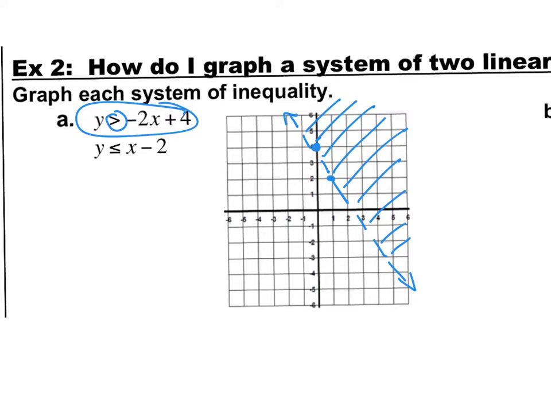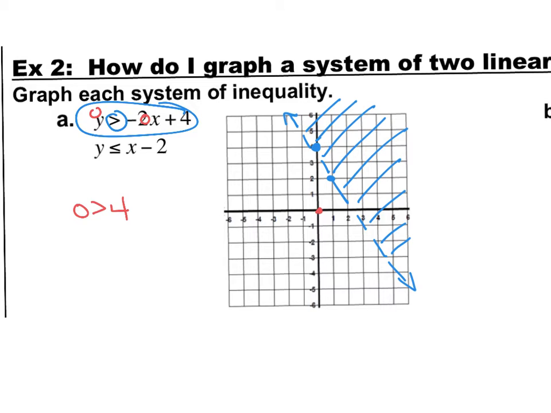Now another way that you could do this is you could plug in the point 0, 0. So if I wanted to check this point right here, I could just plug it in, and it's 0, and then this would be a 4. Is 0 greater than 4? No, because 0 is not greater than 4, we're shading in the opposite direction.